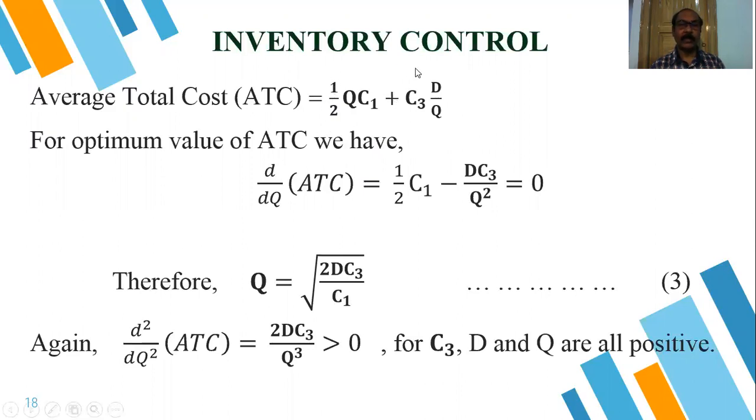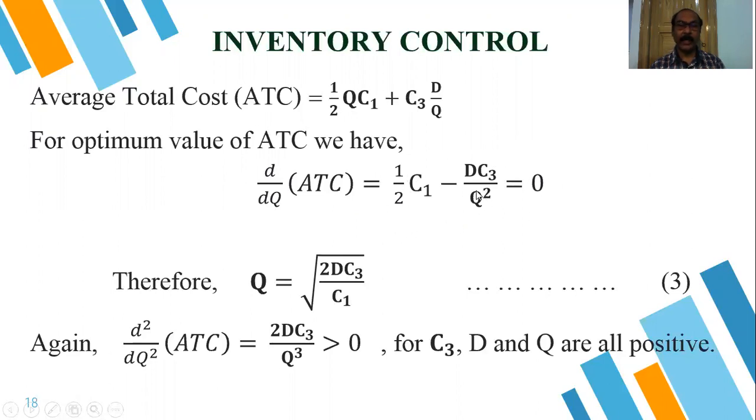So differentiating with respect to Q, from the first we will get half C1, and since here Q is in the denominator, what we will get? Minus D C3 by Q square. Minus 1, minus 1, so it is Q square. And this is equal to 0. When we are finding the maximum minimum, the derivative with respect to that particular variable for which we have tried to find out the maximum or minimum, we consider equal to 0.